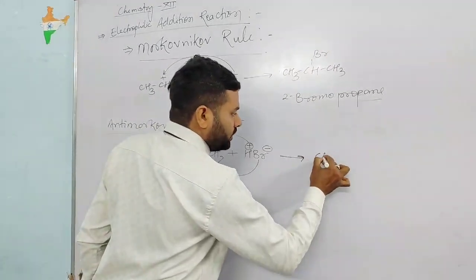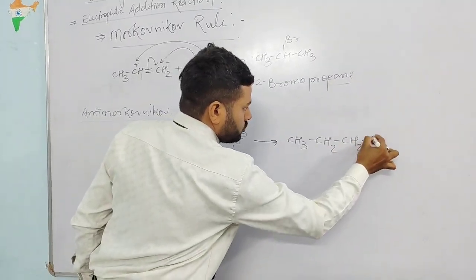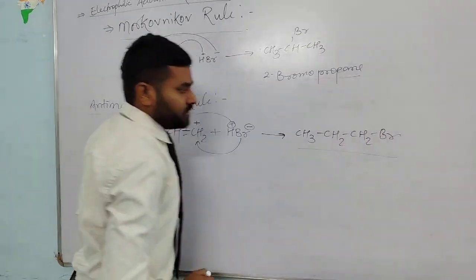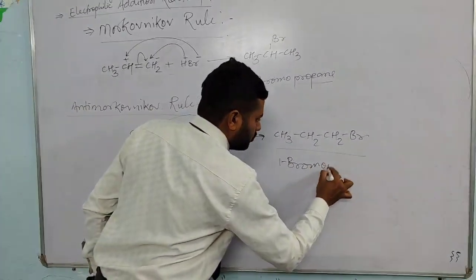We'll get CH3CH2CH2Br. This is the anti-Markovnikov product, that is 1-bromopropane.